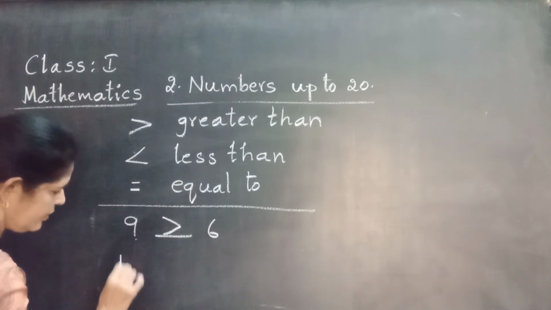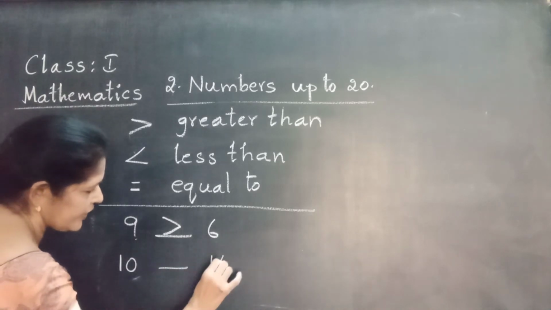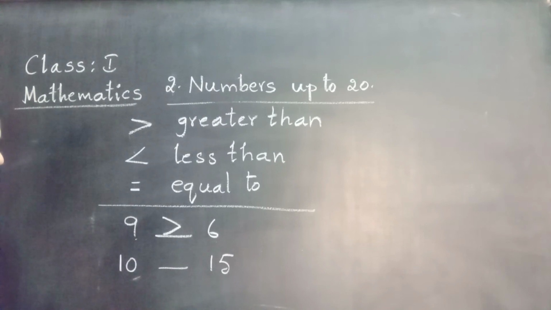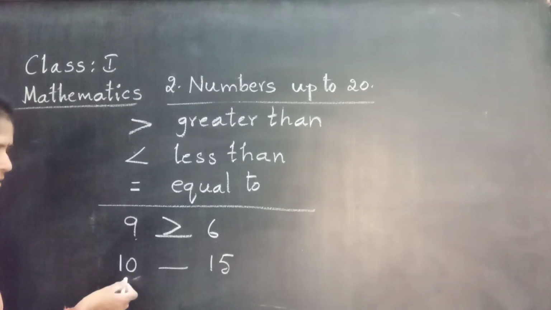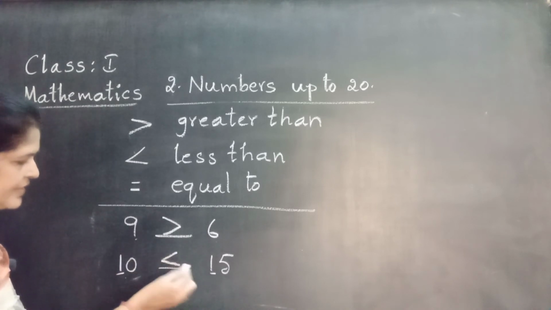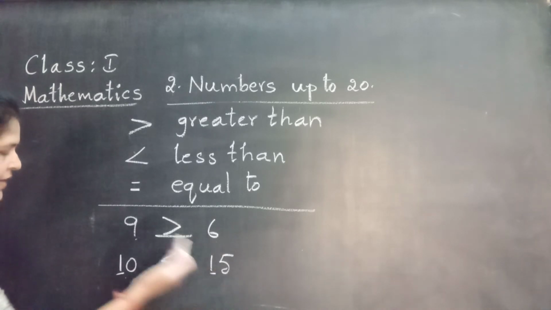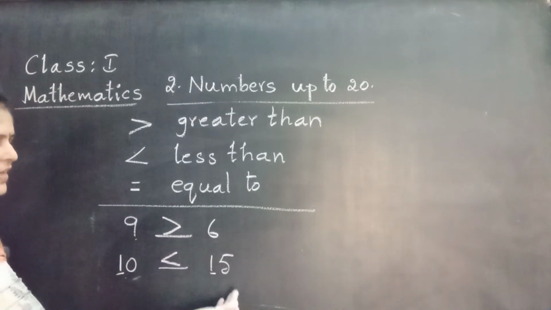Another example. 10 and 15. Which is big, which is small? First number is small. 10 is small. Why? 1 is common. 0 is less than 5. That means 10 is less than 15. 10 is small. 15 is big.